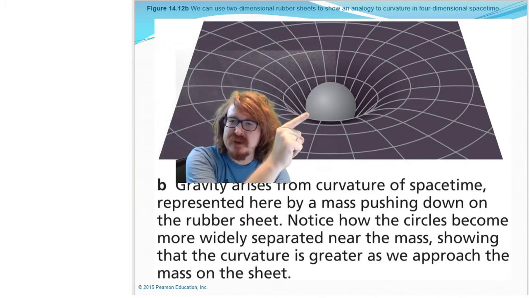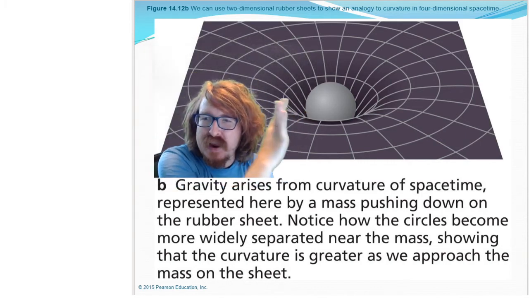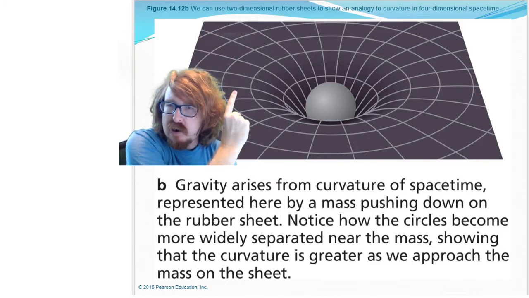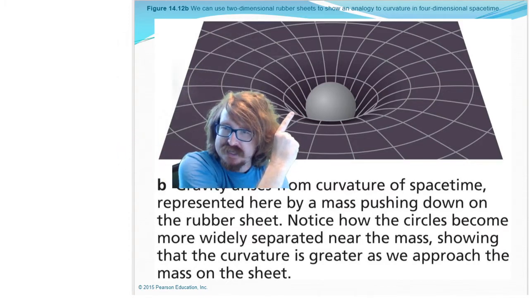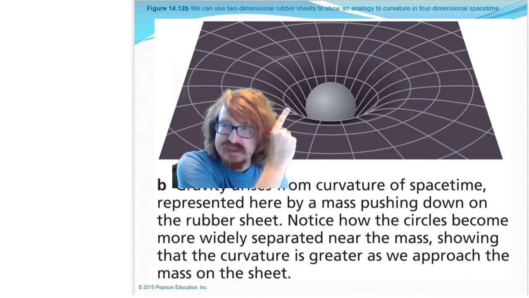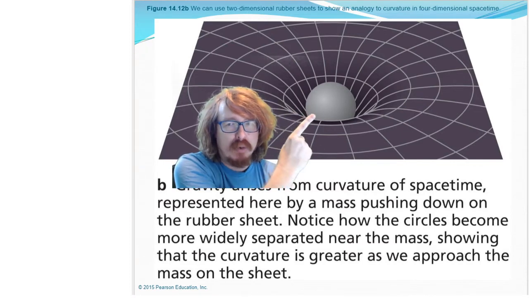So if you were trying to stay away from this planet and you were right here, it wouldn't be that hard. But if you were right here, because the space is really steeply bent, it would be harder to keep on that hill, right? So you would be more naturally inclined to fall towards the bowling ball.